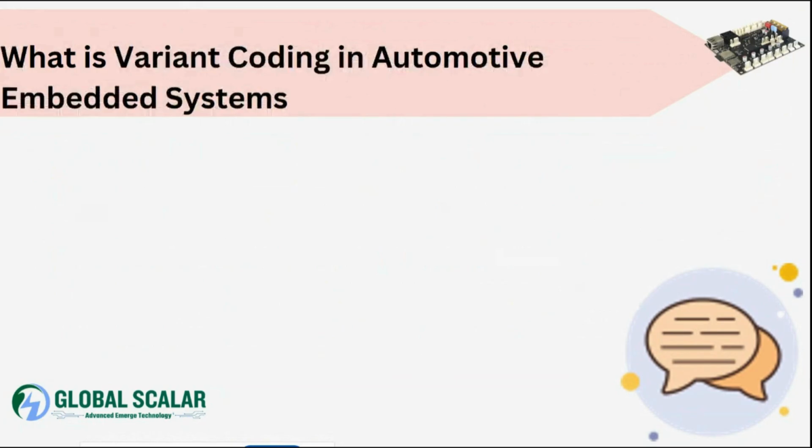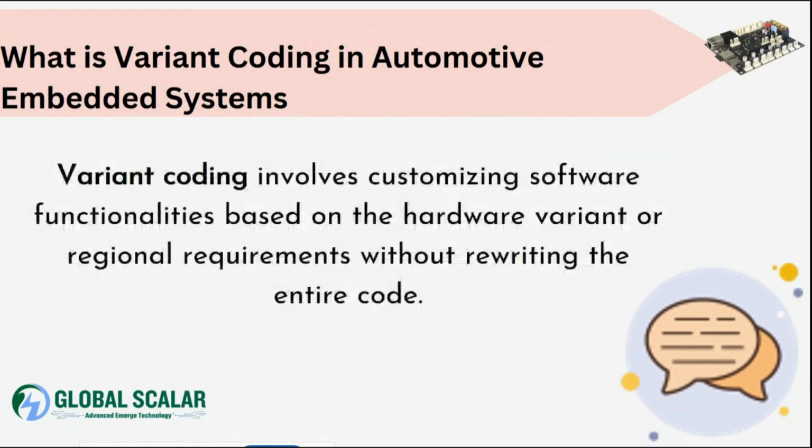Examples: hard real-time is a pacemaker, soft real-time is a video streamer. What is variant coding in an automotive embedded system? Variant coding is not only in automotive, it is applicable in all electronic devices which operate software in them. Variant coding involves customizing the software functionalities based on the hardware variant and regional requirements without rewriting the entire code. With just a small modification, we make the software usable for multiple hardware resources.